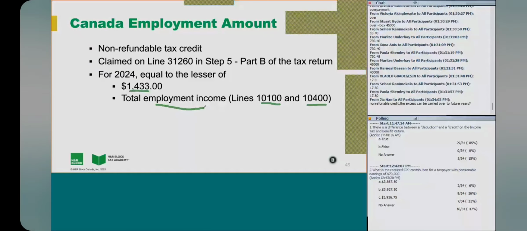We can think of this as canceling out your first $1,433 of employment income only. And if we're explaining it to clients, we say this is just for employment income as opposed to business income or pension income or investment income or what have you. So it's intended to be a small incentive in order to work.